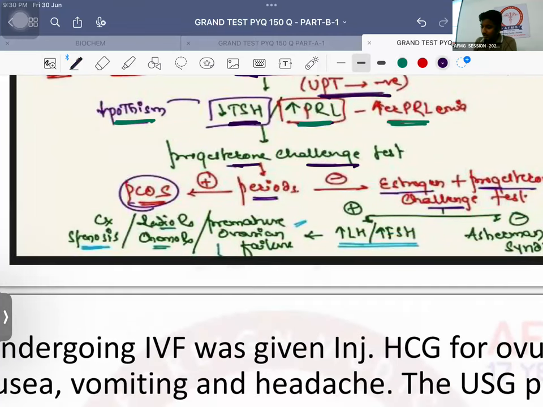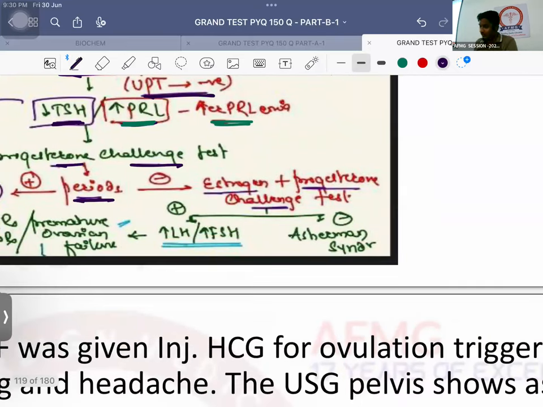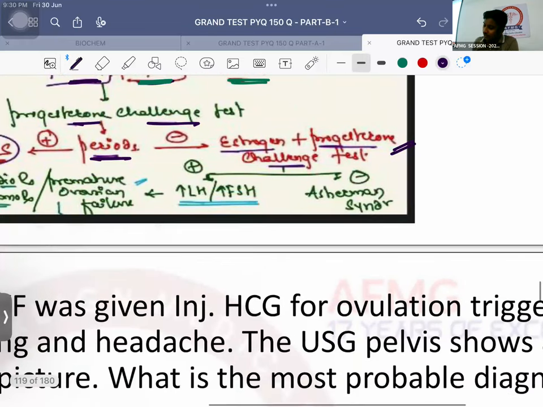Progesterone challenge test should be done. If this is not the cause, then you need to see after doing a progesterone challenge test if the patient gets periods or not. If the patient gets periods after the progesterone challenge test, then the patient is suffering from PCOS. But even after doing a progesterone challenge test, if the patient is not getting periods, then you have to do an estrogen plus progesterone challenge test. If even after doing that the patient is not getting periods, that means there is no problem with the hormone. There is some defect in the uterus. That is nothing but Asherman's syndrome.